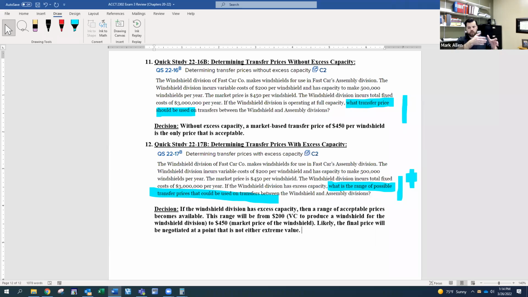So it's not going to be the 200. It's not going to be the 450. Most likely, it could be, but it likely won't be. It'll likely be somewhere in the middle. It doesn't have to be exactly in the middle though. Make sure you understand it does not have to be exactly in the middle. It doesn't have to be 325. It could be, but it doesn't have to be, right? It could lean one direction or the other, but it should be somewhere in that range.